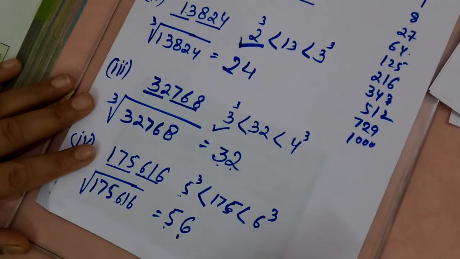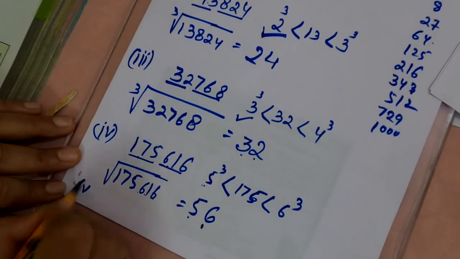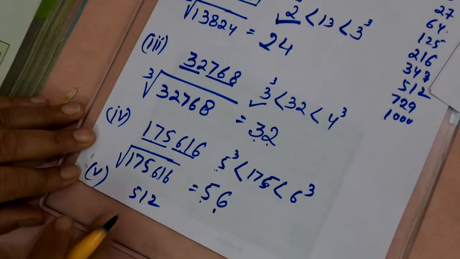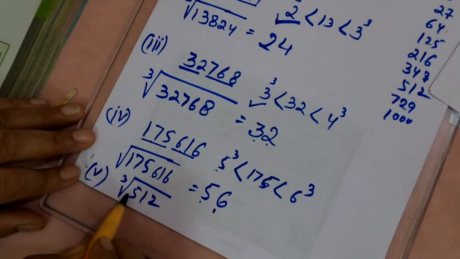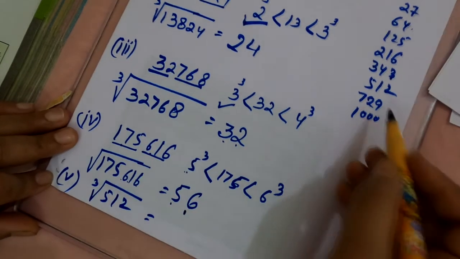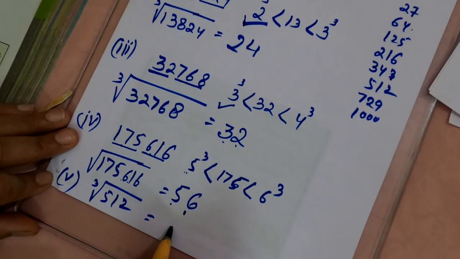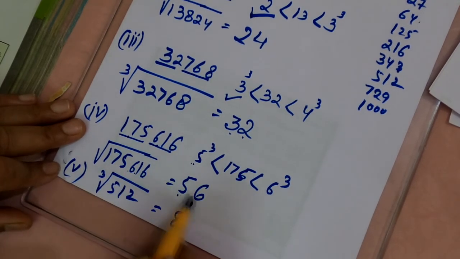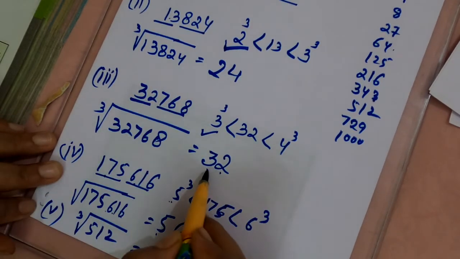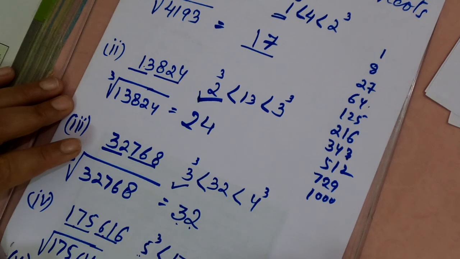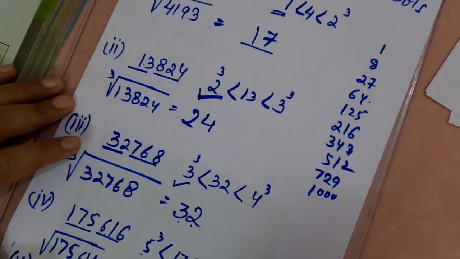Let us take one more, which has got only 1 group. 512. Suppose we want to find out the cube root of this number. It has got only one group. Which number has got 2 in the unit place? 8. So if one group is there, the cube root has a single digit. If 2 groups are there, the cube root has double digits. In this way you can also get the number of digits in the cube root.